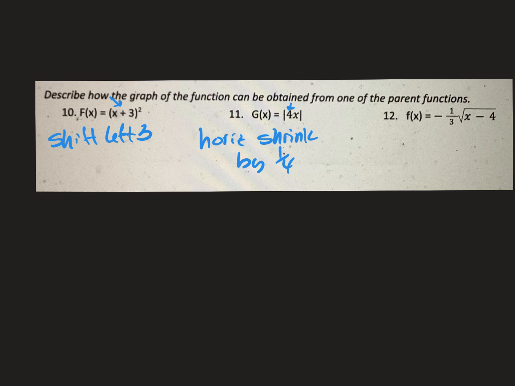12 has all kinds of stuff. First of all, it's got a negative in the front. Remember, negative in the front reflects across the x-axis. There's a 1/3 in the front this time, outside. So it means it's a vertical shrink by 1/3.